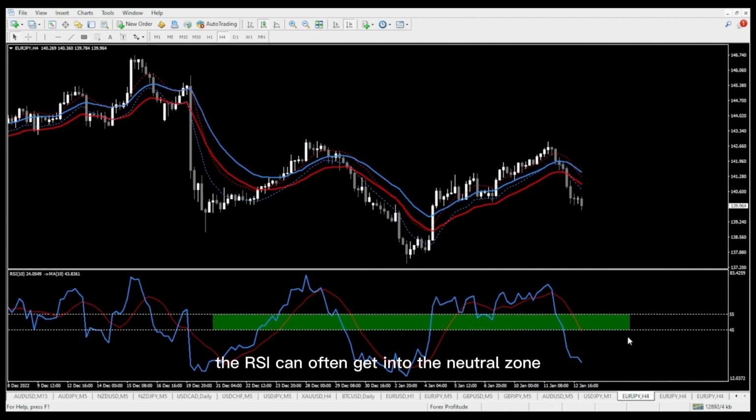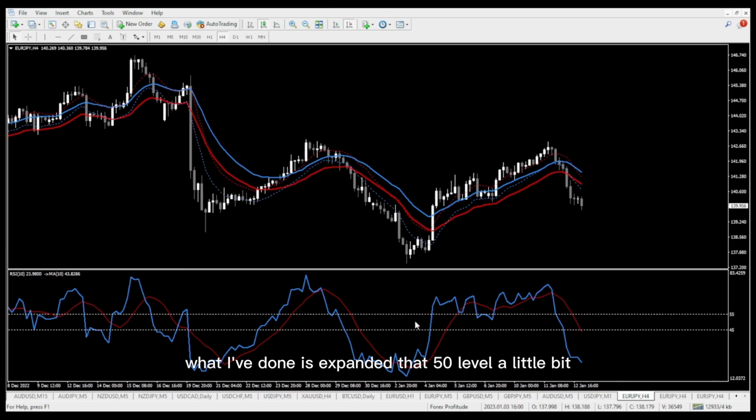The RSI can often get into the neutral zone and provide us with a really choppy signal. We can get in and out of trades as the price is jumping back and forth above and below the 50 level. And we want a way to sort of avoid that chop. And in order to do that, what I've done is expanded that 50 level a little bit, 5 in one way and 5 in the other way. So we have now this kind of window. Again, it's a neutral zone.